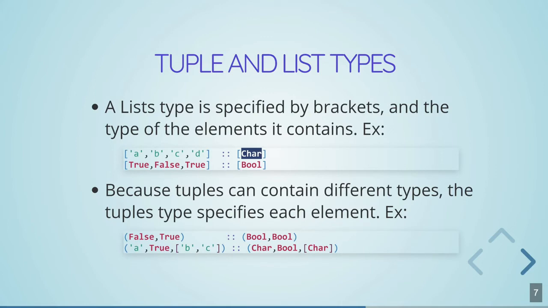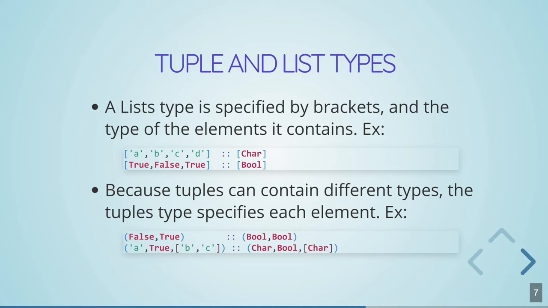And on the other hand, a tuple, you need to specify everything inside of that tuple. So if you have a tuple of 2 things and both of them are bool, you have to specify bool, bool. If you have a tuple of 3 things, so this would be a char type, char, this would be a bool type, bool, and look, this is a list of char. Okay, so you can have a list inside of a tuple. So you can have a list of char here.